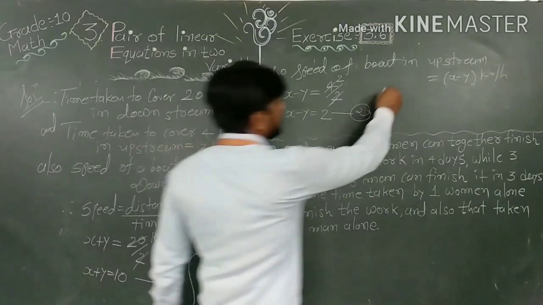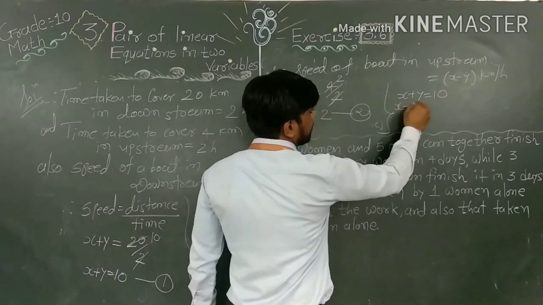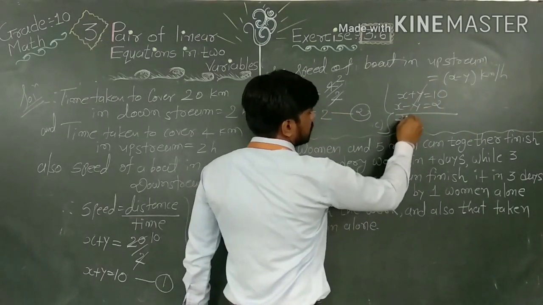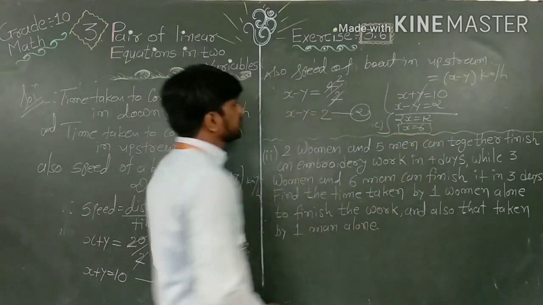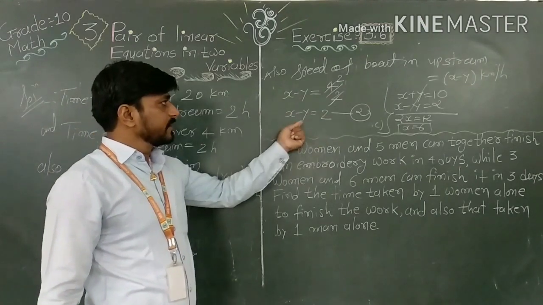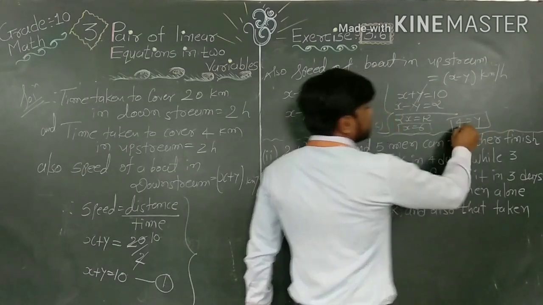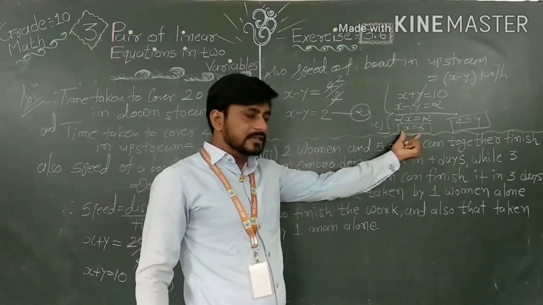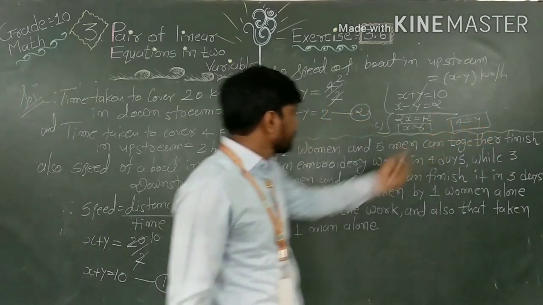Therefore, I have arranged here equation 1 and equation 2. What is it? x plus y is 10 and x minus y is equal to 2. This is the second equation. Okay, here cancel. 2x is equal to 12, x is equal to 6. Now put x is equal to 6 here. What happened? 6 minus 2 is equal to y. That means 4 is equal to y. That means the speed of a boat in still water is 6 km per hour and the speed of current is equal to 4 km per hour.